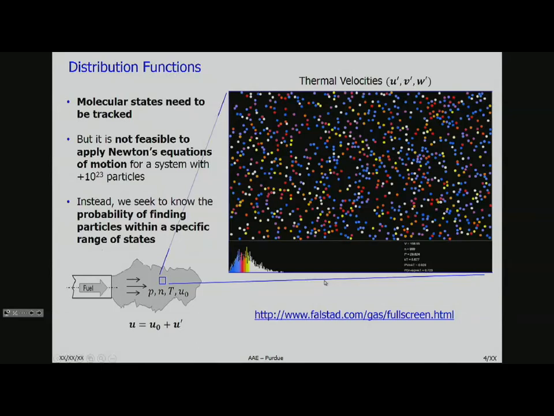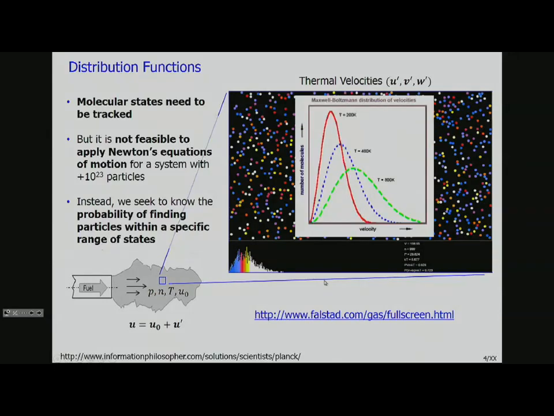So we need to try to find the probability of particles within a certain range of states. That means going through these distribution functions, and that way you can approximate, kind of guess, the probability of this molecule being located at this location, having this velocity, and this translational, vibrational, or various internal energies, things like that.